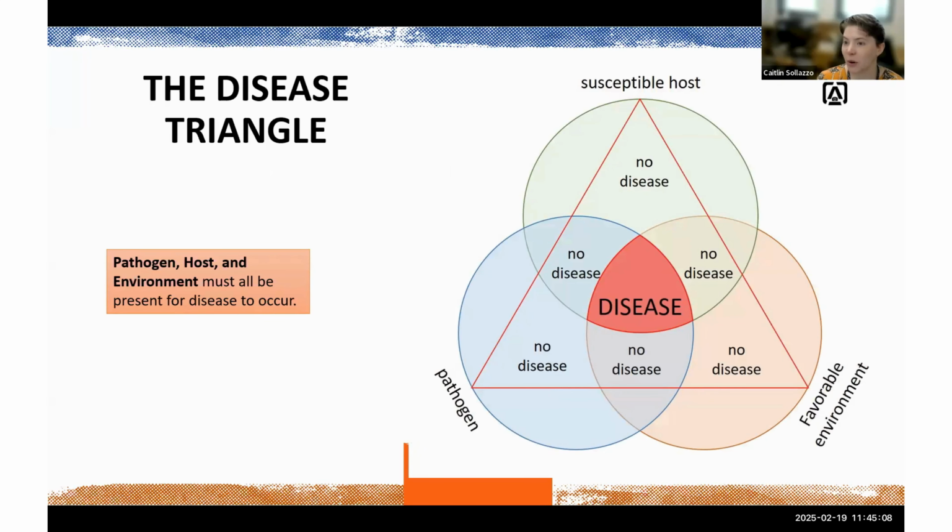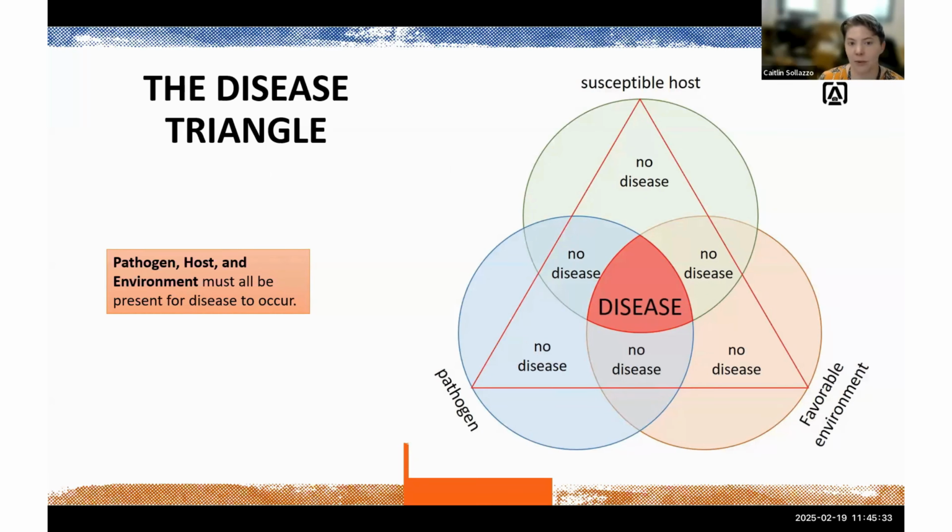All right. So now we're going to get into the first thing that you really need to learn when it comes to diseases, and you might have already seen this before. It's the disease triangle. This is a simple concept, but it's really, really important that we understand that for disease, you really need to have all three conditions. So you need to have a susceptible host, a virulent pathogen, and a favorable environment.